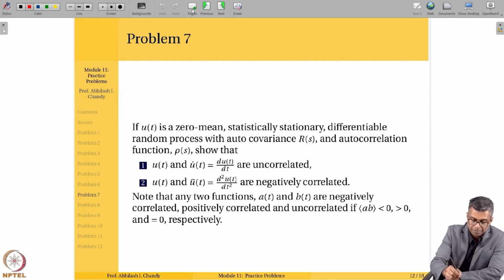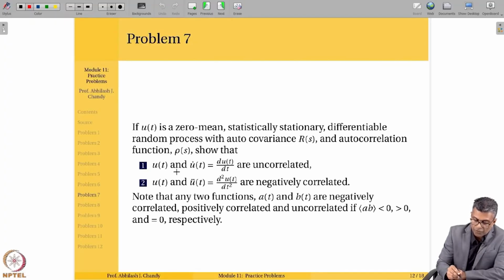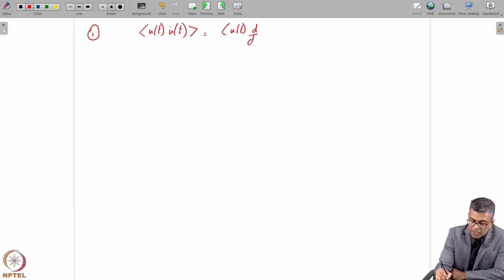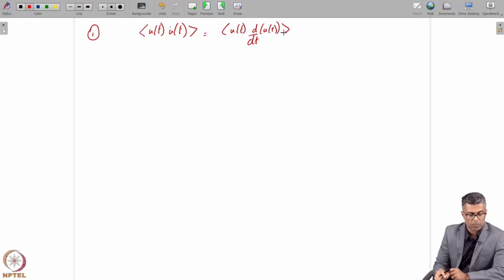Let's look at part 1. Okay, so this is the first part. Now we need to find out the covariance of u(t) and u dot of t, isn't it? So we need to find out the covariance of that. So that would be the covariance of u(t) multiplied by u dot of t, which is the same as u(t) times d/dt of u(t), covariance, close, isn't it?